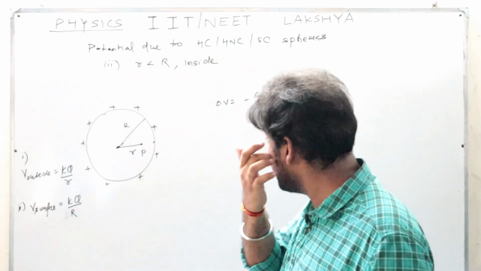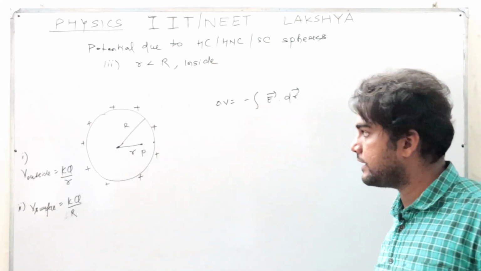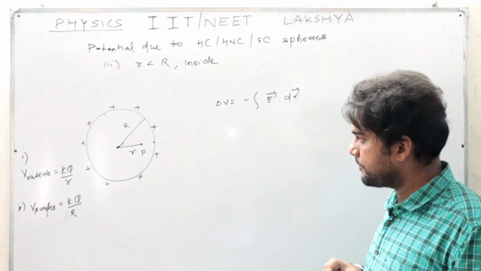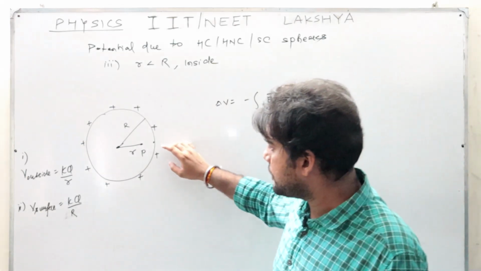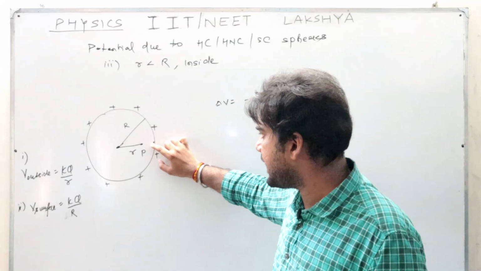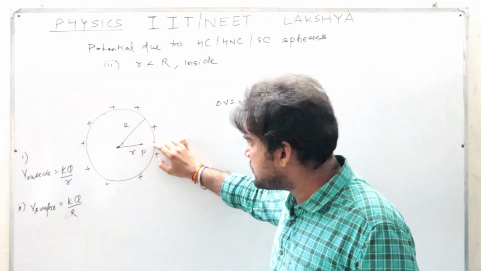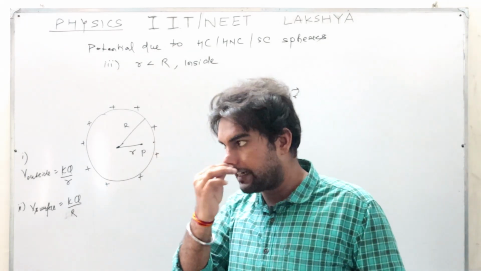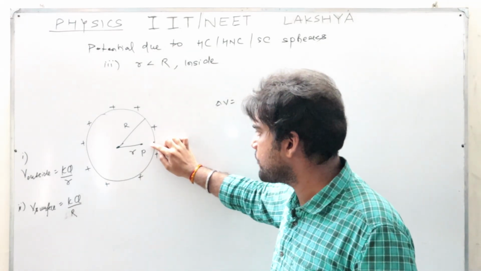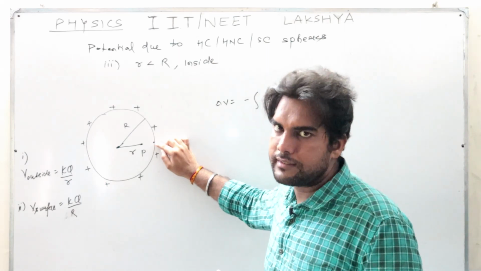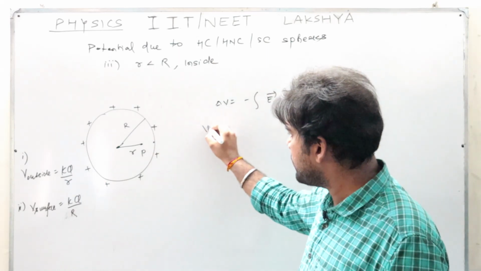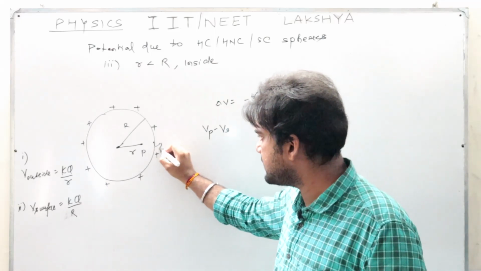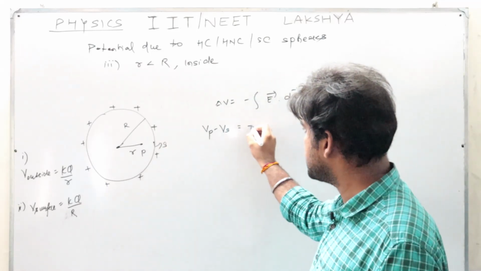Now that should not happen as far as you are doing integration, or else you have to change the limits. So we are not going to do like that. Instead of choosing the second point at infinity, I am going to choose the second point just inside the circumference of this sphere, so that the point behaves similarly to being on the surface. So I am writing Vp minus Vs, let me call this point S, Vp minus Vs.